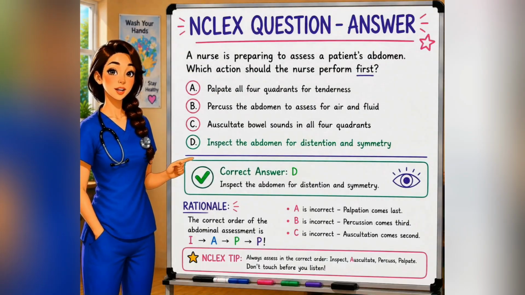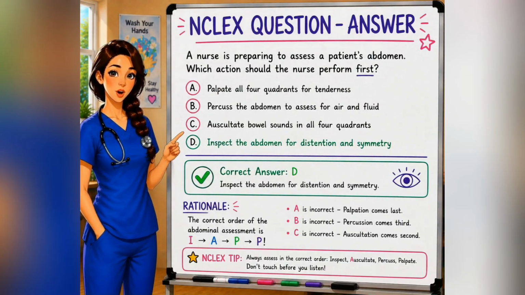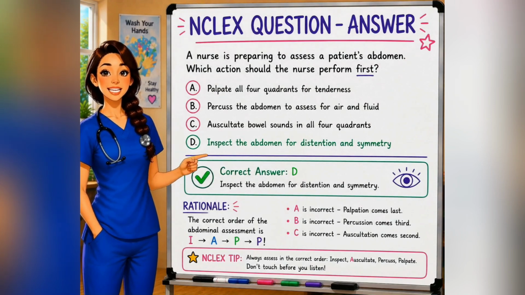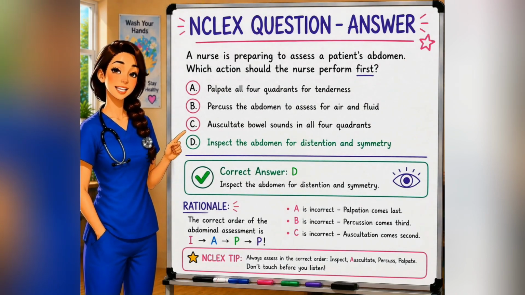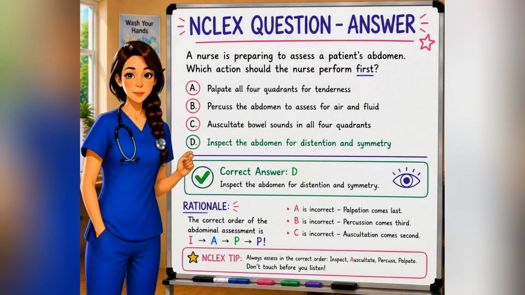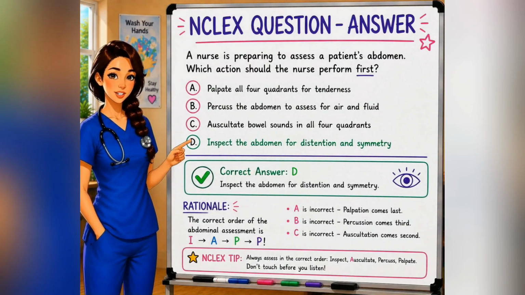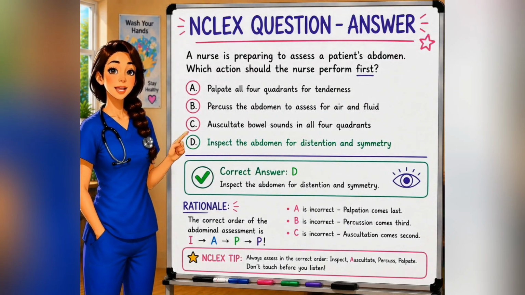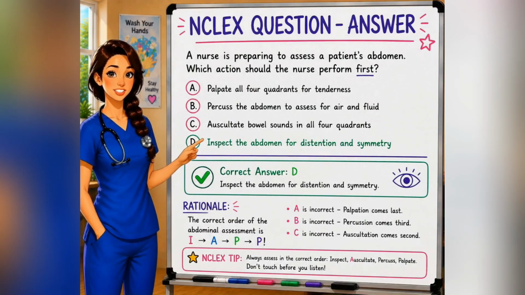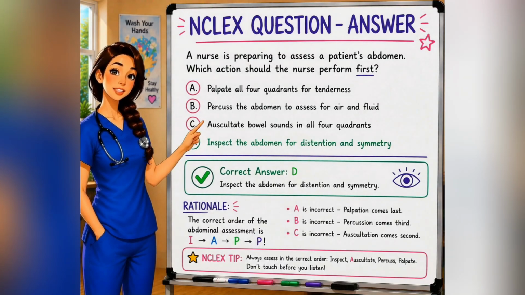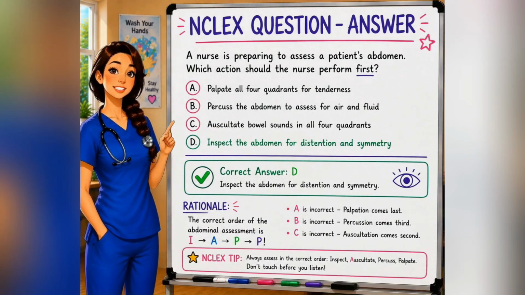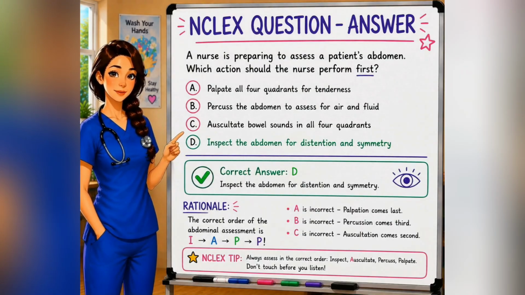Why the others are wrong? A. Palpate. Wrong. Palpation comes last. Touching the abdomen too early can alter bowel sounds and cause unnecessary discomfort. B. Percuss. Wrong. Percussion comes third. It involves touch, which should happen after listening. And C. Auscultate. Wrong. Auscultation is second, not first. You have to look before you listen.